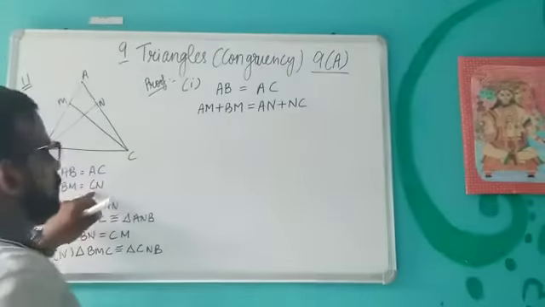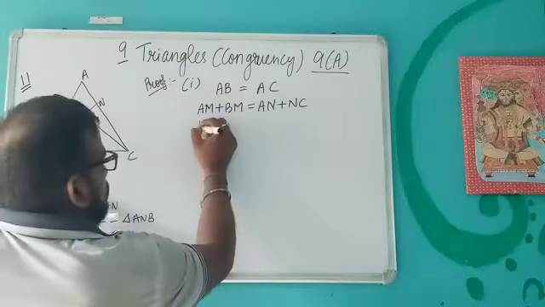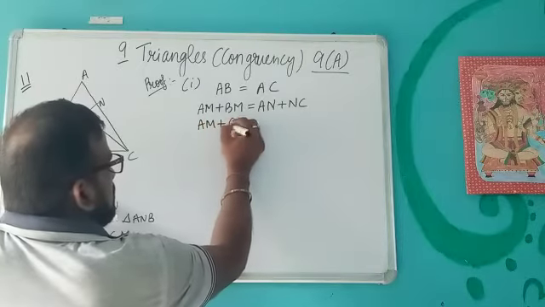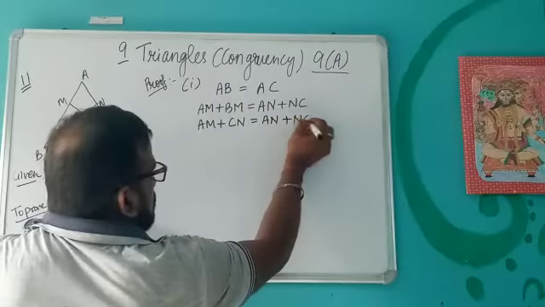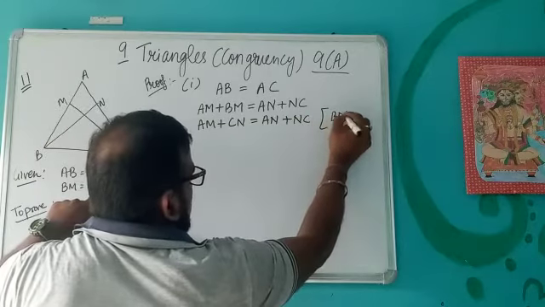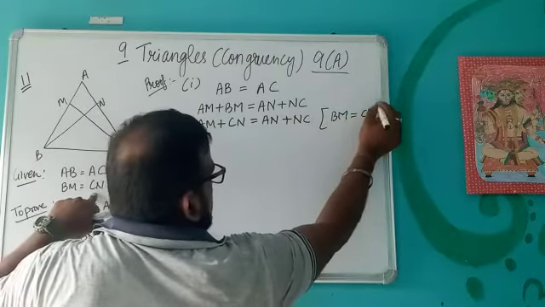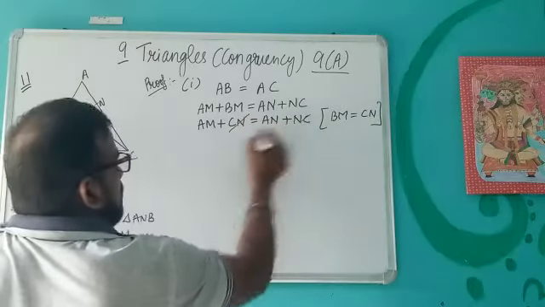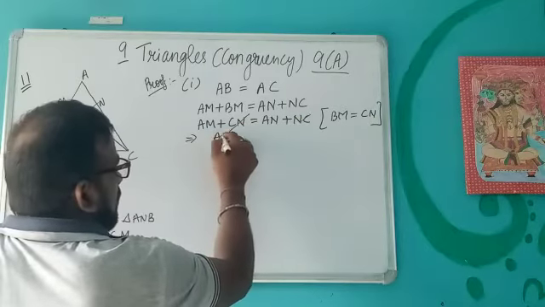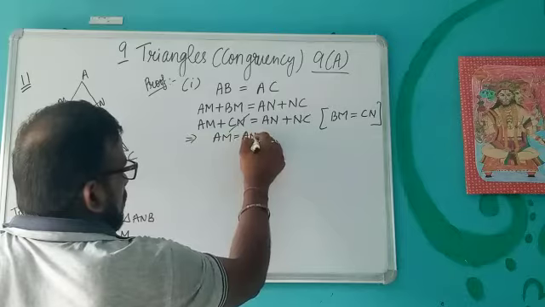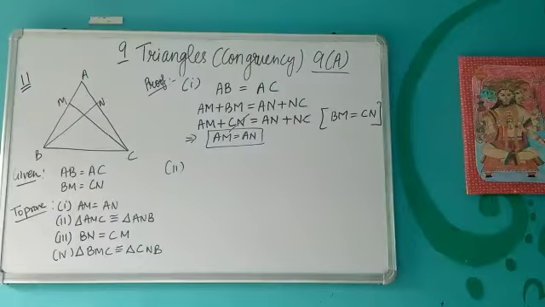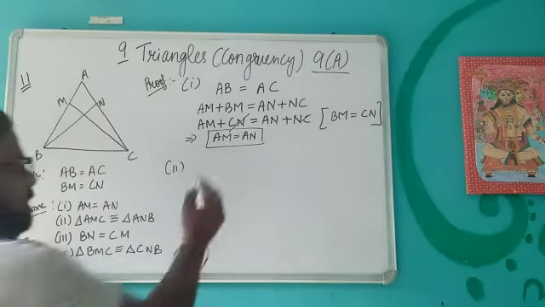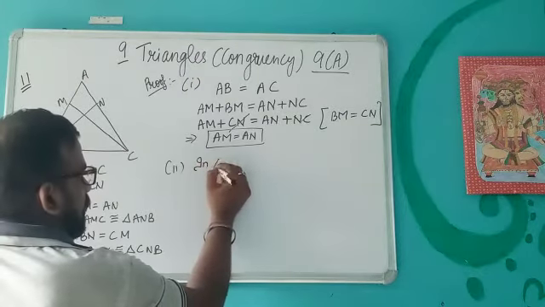But what we know, BM is equal to CN is given. So I am going to replace BM with CN. So this will cancel out. In the bracket I am writing the reason. This is given. So these will cancel out. So we will get AM equal to AN. Okay. Hence proved. Then for the next part, we have to prove two triangles as congruent.